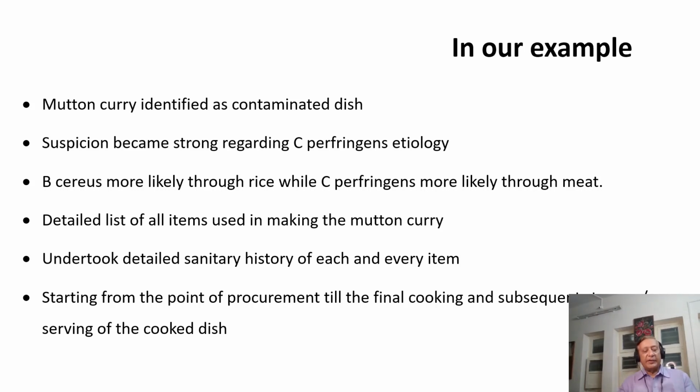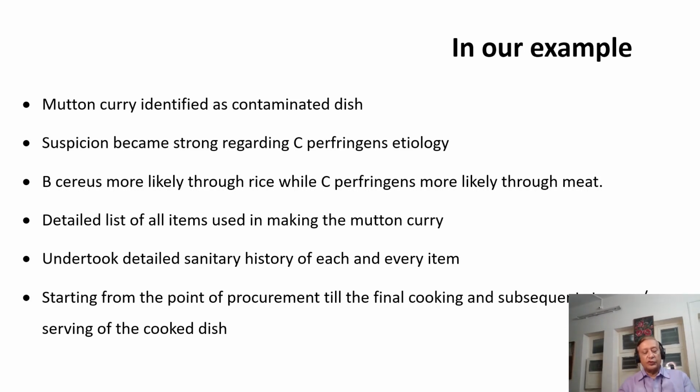Relating the above steps to our example, till now the possibility in our mind was that the contaminating agent was either Bacillus cereus or Clostridium perfringens. However, once mutton curry was identified as the possibly contaminated dish, the suspicion became strong regarding Clostridium perfringens etiology, since Bacillus cereus is more likely to be conveyed through a rice dish, while Clostridium perfringens is more likely to be transmitted through a meat dish.